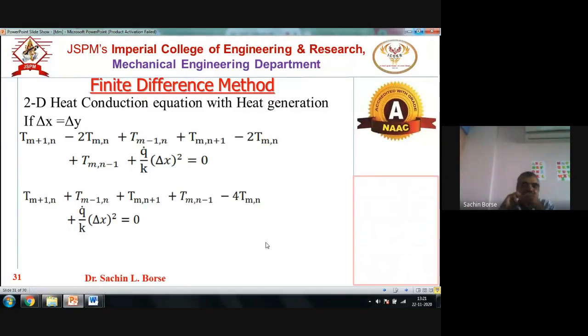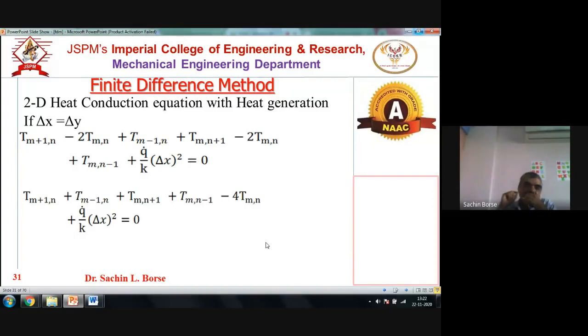So you can appreciate that the finite difference method is very easy, but it has many limitations, like conservation. We cannot include it; otherwise, we have to include conservation from outside. Okay. So in that equation, if you take delta x equals delta y, then we get this equation. If you rearrange it, we get the final equation: T(m+1,n) plus T(m-1,n) plus T(m,n+1) plus T(m,n-1) minus 4 times T(m,n) plus q dot by k delta x square is equal to 0.